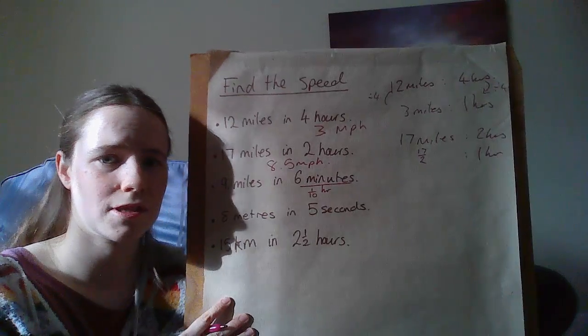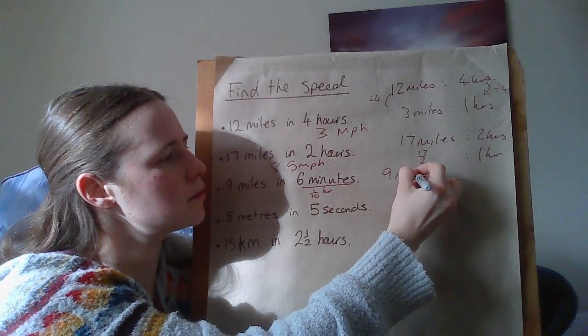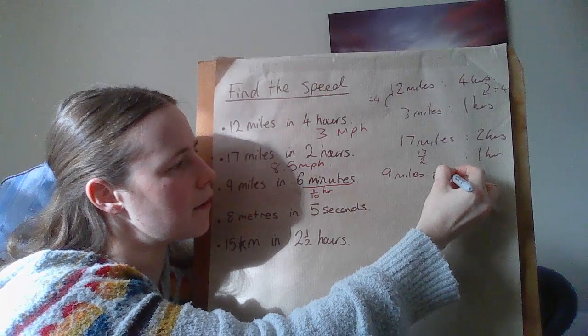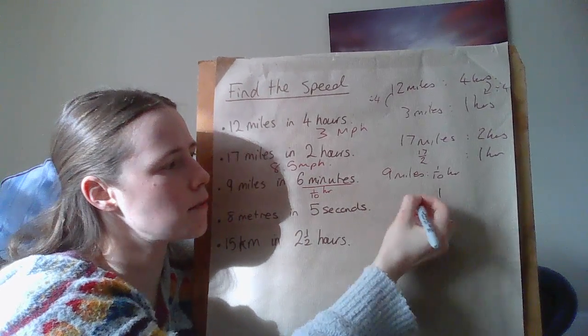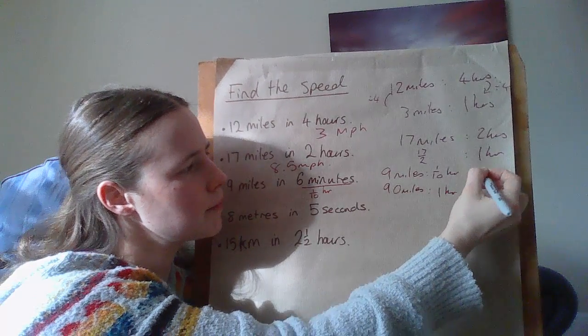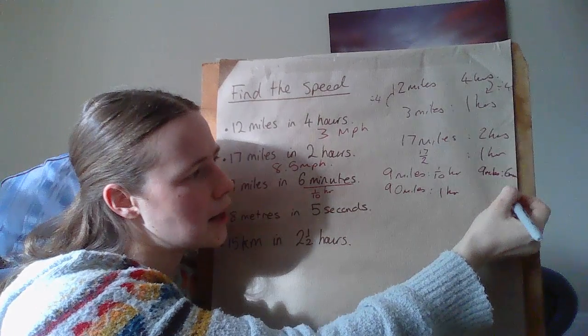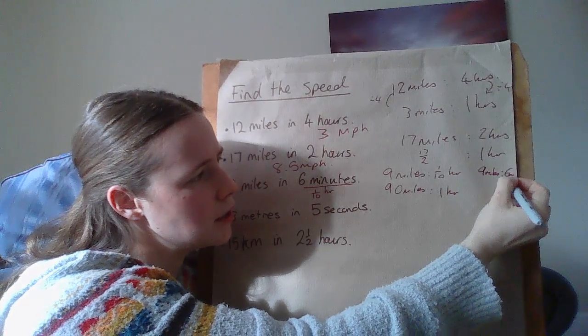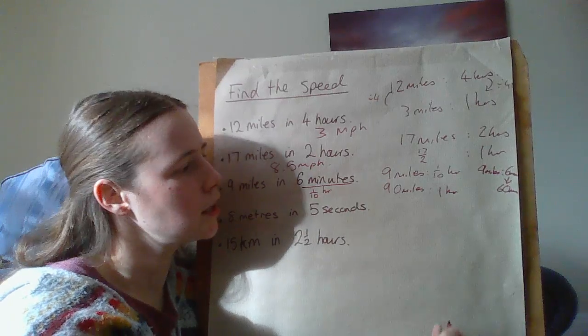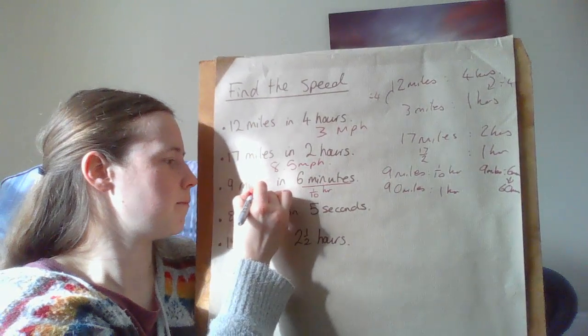I'm going to do both methods just in case you're not sure on using 1/10. So 9 miles in 1/10 of an hour. I need to get that up to 1, so I'm going to times it by 10. So it's going to be 90 miles in 1 hour. Or you can think of it as 9 miles in 6 minutes. I need to get the 6 up to 60 minutes. So again, you can see I'm timesing by 10. So I'm going to get to 90 miles in 60 minutes, or 90 miles per hour.